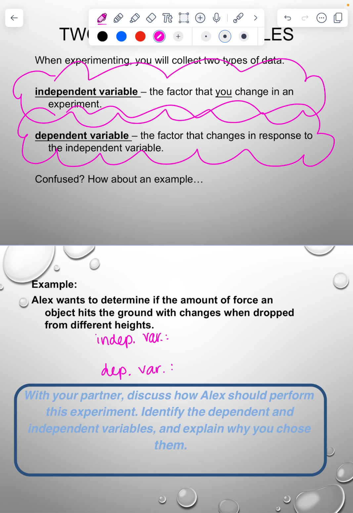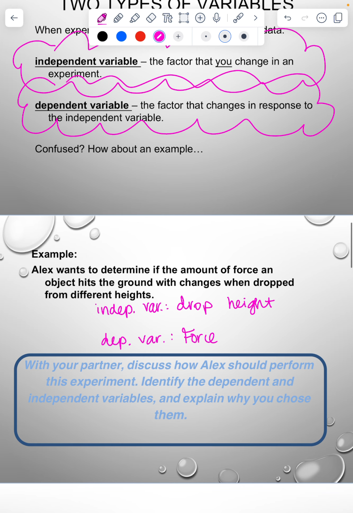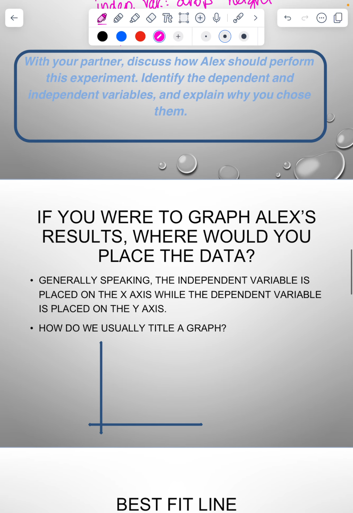We are not changing the amount of force an object hits the ground with. We are changing the height at which these objects are dropped. So the independent variable would be the drop height. Now, as we change the drop height, so say we increase that drop height, we are checking to see if that changes the amount of force experienced by that object. All right, so we need to be able to decipher between our independent variable and our dependent variable. All right, but once we do that, we can now graph it.